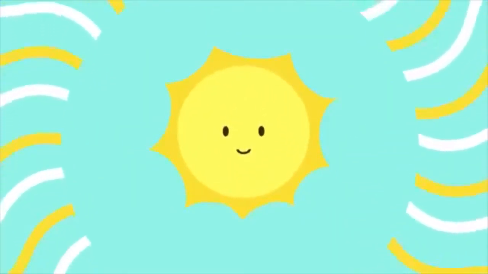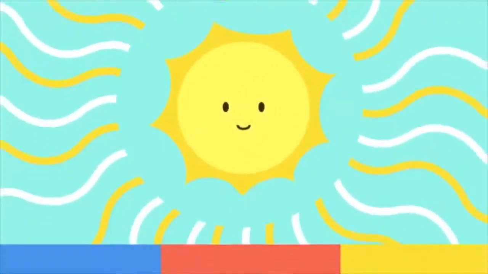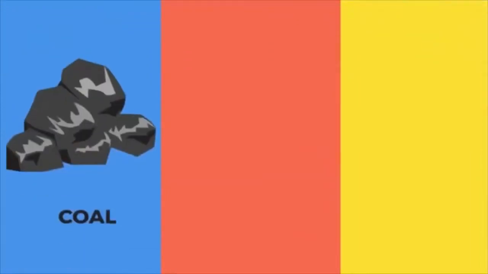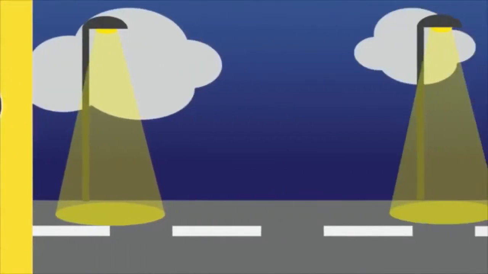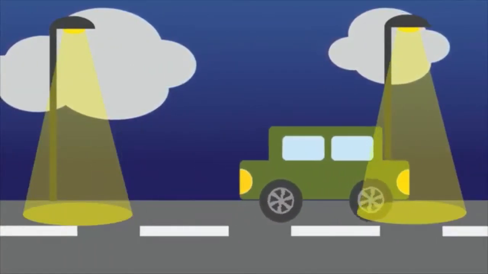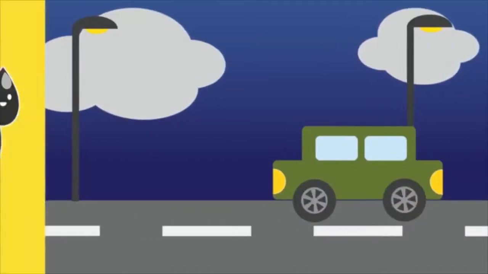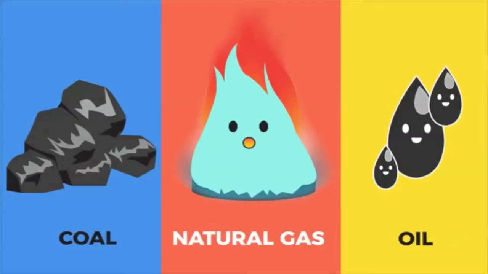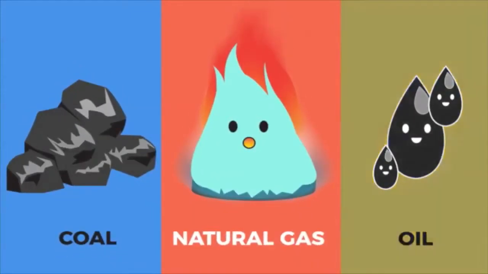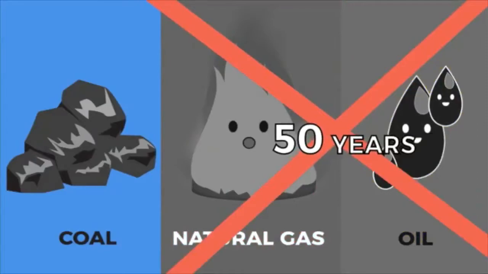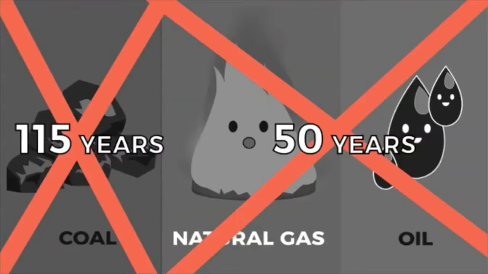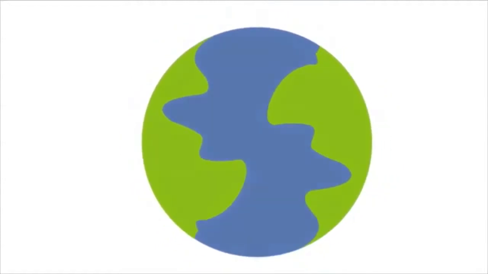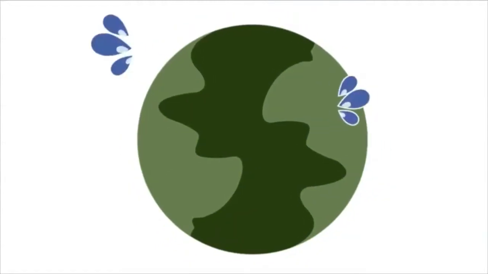Right now, we aren't using all this energy. Instead, we mostly rely on coal, oil, natural gas, and other resources. But these sources aren't renewable, which means they'll eventually run out. In fact, if we keep using these non-renewable resources at the rate we are now, we may run out of oil and gas in the next 50 or so years, and coal in the next 115 years. Not only are these non-renewable resources going to run out, they're also polluting our planet and contributing to climate change.